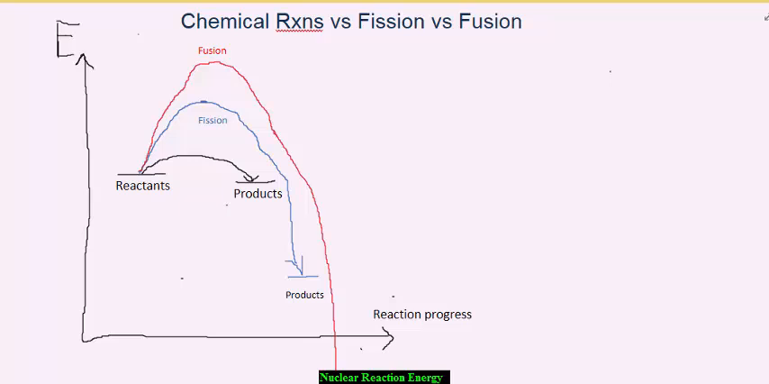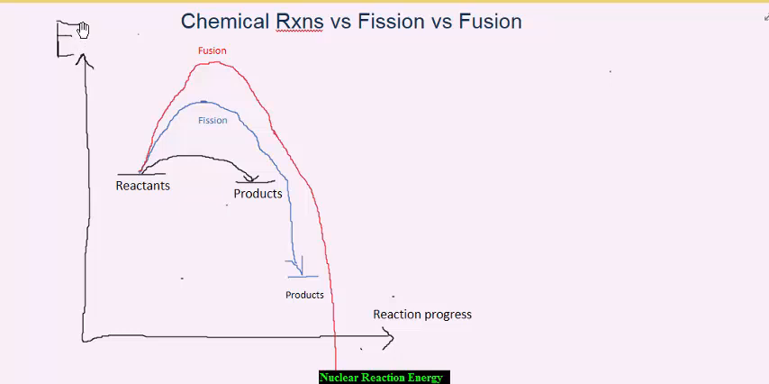I want to talk about the energy associated with nuclear fission and nuclear fusion reactions. First of all, let's compare the energy of nuclear reactions to that of chemical reactions. The black here is a normal chemical reaction, maybe something catches on fire or a conventional bomb goes off.